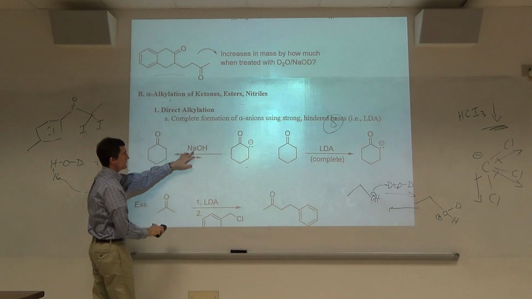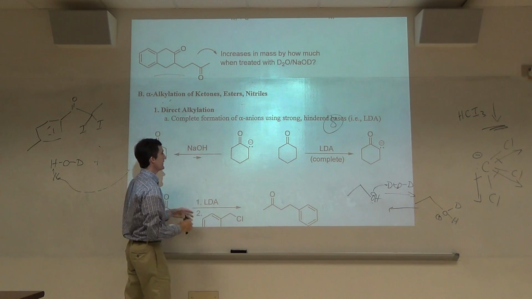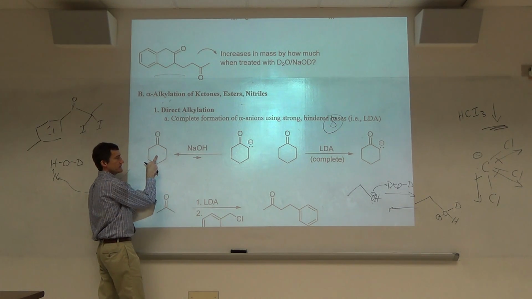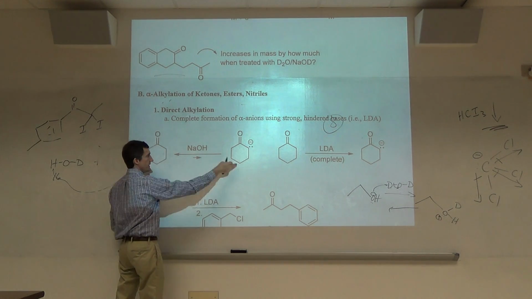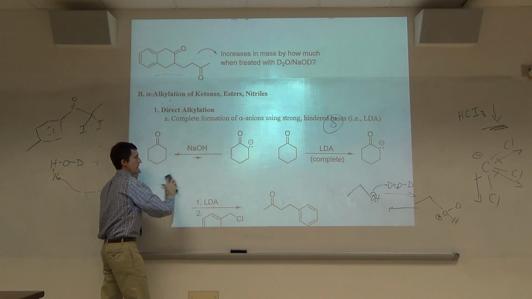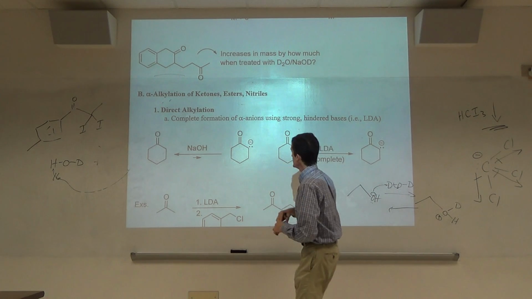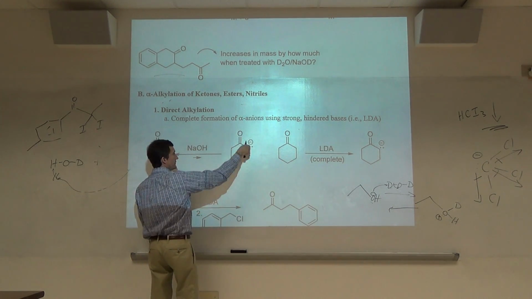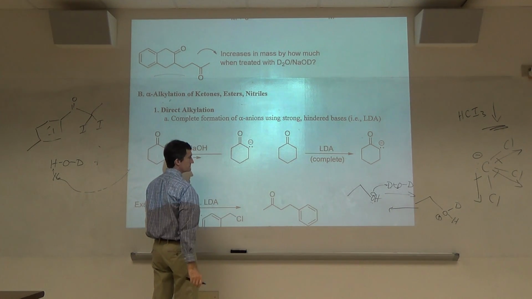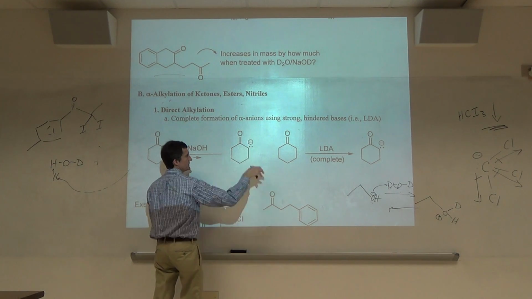Now if we treat this with sodium hydroxide, we can make this. We've already said that this is actually favored in equilibrium because the pKa doesn't favor this. We've said that at least twice. But the amount that is formed, we can do chemistry here. We can halogenate.